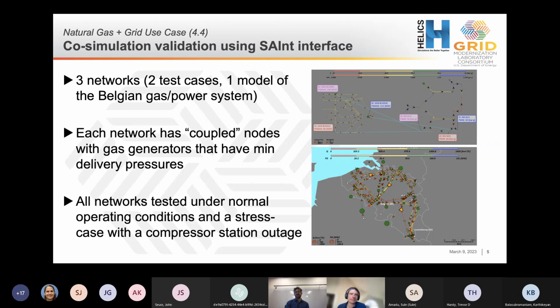Yeah, we were just using a single broker. We had two federates in this case, so it was pretty simple. I imagine you could have subpartitions of either of these networks, and then start to build out more of a hierarchical structure where you had multiple brokers controlling multiple federates. But in this case, we didn't need to do that.